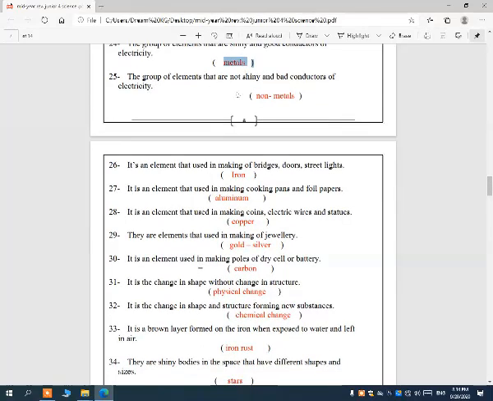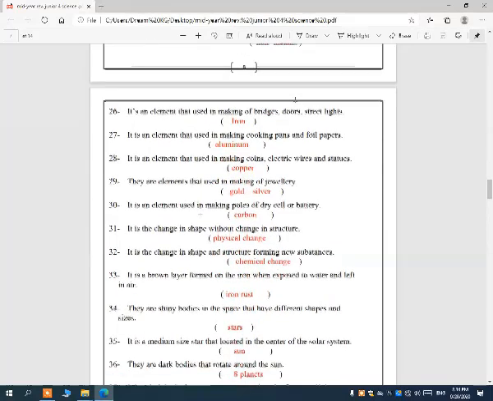25. The group of elements that are not shiny and bad conductors of electricity. It will be non-metals. 26. It is an element used in making bridges, doors, and street lights. Iron.